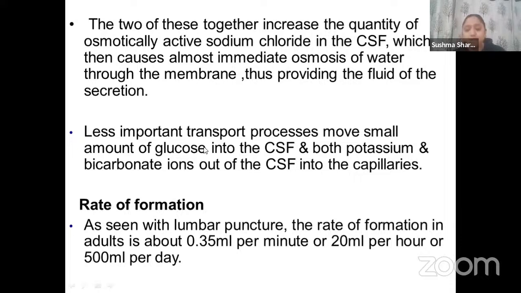In general physiology, they talk about which are the intracellular and extracellular ions. Just a quick question: is potassium an intracellular or an extracellular ion? It's a question for you, right? Less important transport processes move small amounts of glucose into CSF, and potassium, which is not very important. But the most important point to remember is the rate of formation, correct? The rate of formation is about 0.35 ml per minute in adults, or 20 ml per hour, or let's say around half a liter per day.